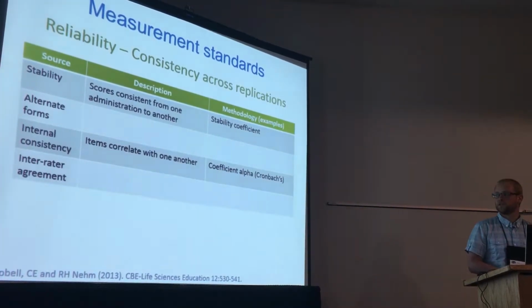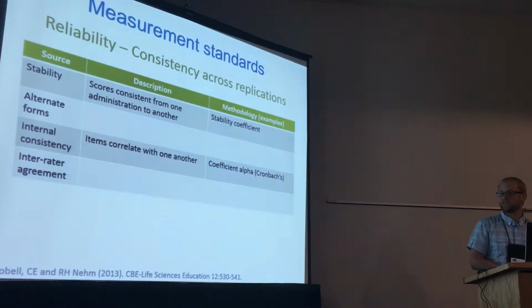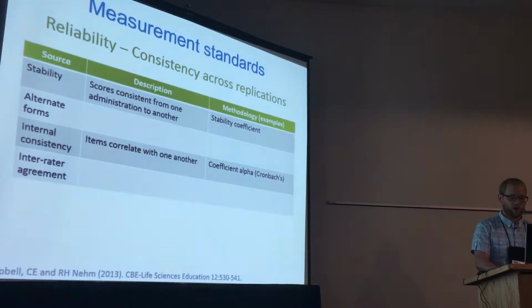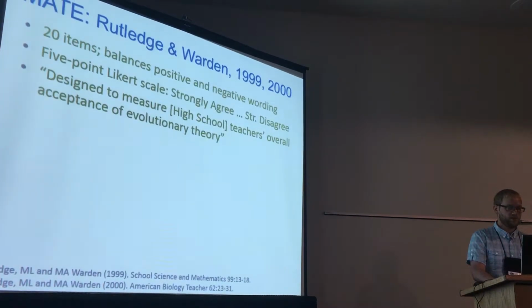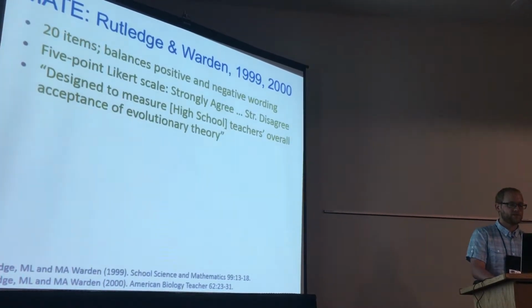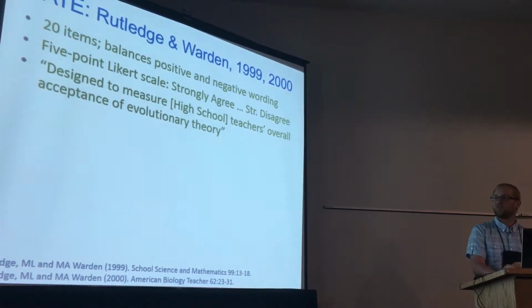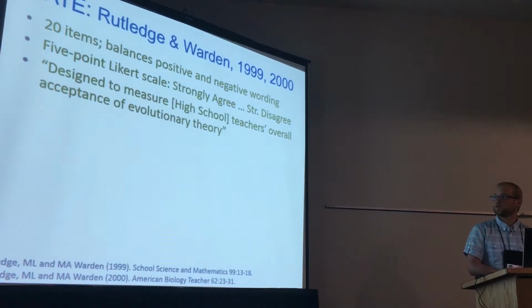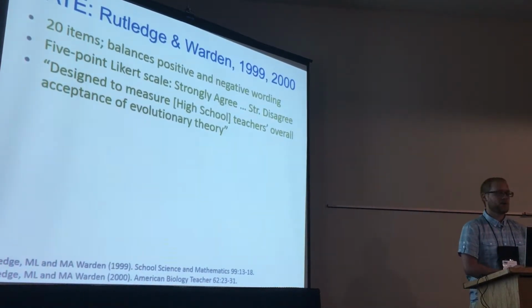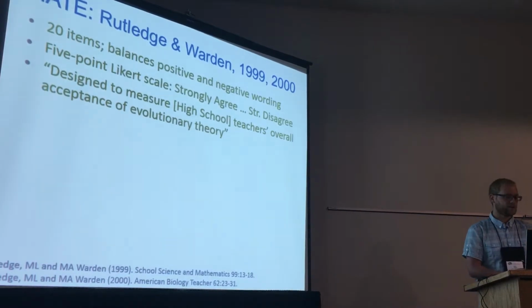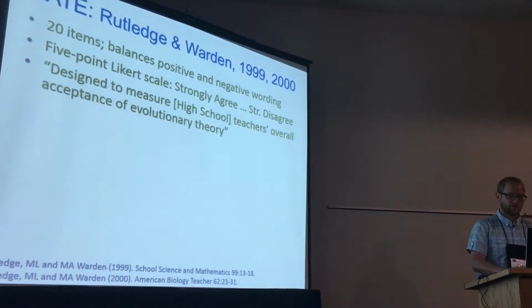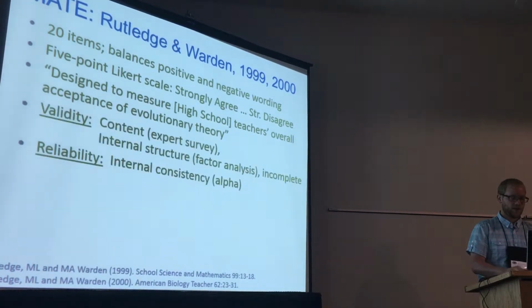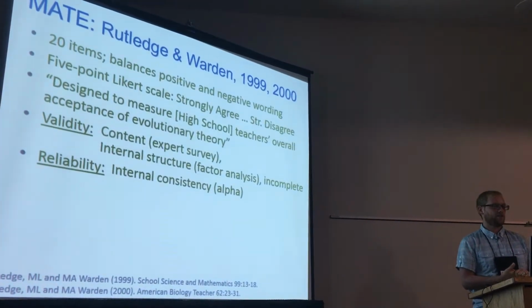And internal consistency is usually measured with Cronbach's alpha, and it's very, very commonly used in all of the evolution education instruments, especially with the MATE. So a little history about both the MATE and the IC, starting with the MATE. It's 20 items, it balances positive and negative wording. It uses that 5-point Likert scale that we've seen in a couple talks now, from strongly agree through strongly disagree. And it was designed to measure high school teachers' overall acceptance of evolutionary theory. The authors did show some evidence of validity and reliability.